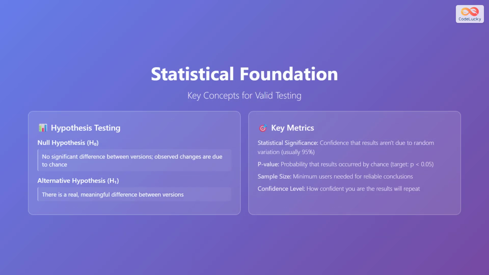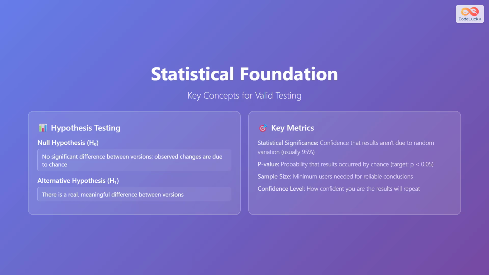To interpret A/B test results correctly, you need to understand some statistical concepts. Hypothesis testing is the framework we use. We start with the null hypothesis, which assumes there is no real difference between the two versions and that any observed changes are just due to random chance. We then test the alternative hypothesis, which states that there is a real, meaningful difference between the versions.